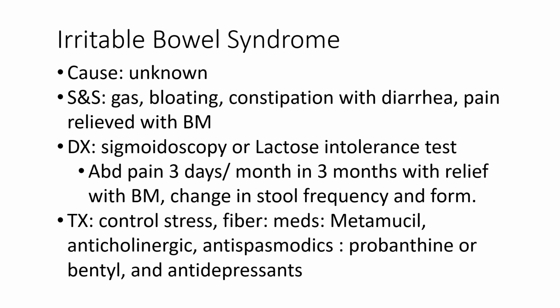Abdominal pain can last for three days per month or in 3 months, and so that's how you would diagnose it, the amount of time you're in abdominal pain, with relief with a BM. And the change in stool frequencies and form. A lot of times the BMs are not controlled. It's all of a sudden a patient with irritable bowel just has to go and they have to get up and leave. Otherwise, they will have an accident.